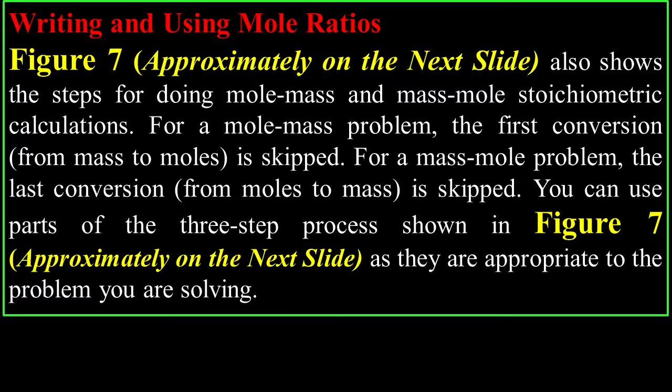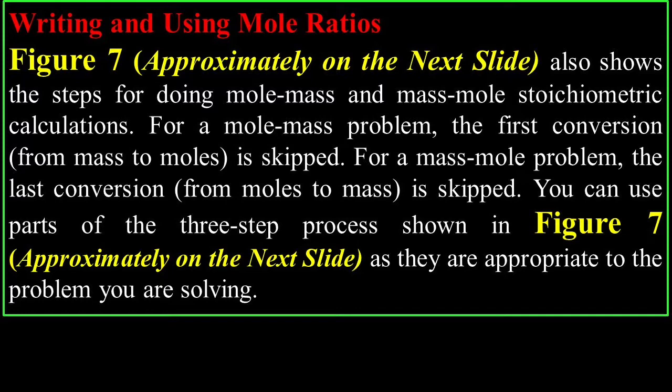Figure 7, approximately on the next slide, also shows the steps for doing mole-mass and mass-mole stoichiometric calculations. For a mole-mass problem, the first conversion from mass to moles is skipped. For a mass-mole problem, the last conversion from moles to mass is skipped. You can use parts of the three-step process shown in Figure 7, approximately the next slide. I think it's a former slide. No, it is on the next slide as well, as they are appropriate to the problem you are solving.